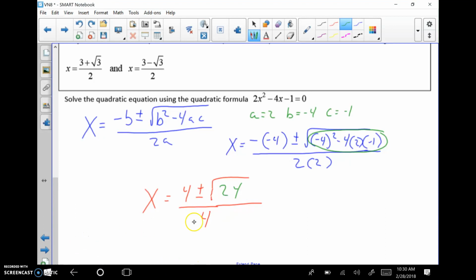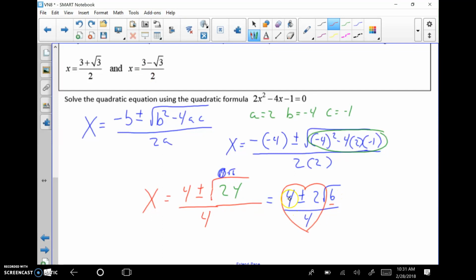Then we need to simplify the radical here. So rad 24, maybe you need to do that off to the side. I usually write numbers right above it. What multiplies to 24? I need a square number like 4. 4 times 6, and the square root of 4 is going to be 2. So this simplifies down to 4 plus or minus 2 rad 6 over 4. Simplify rad 24 to be 2 rad 6.